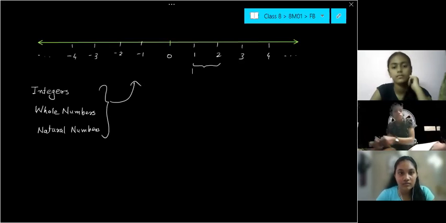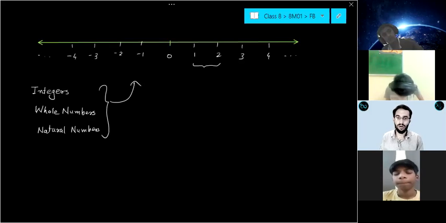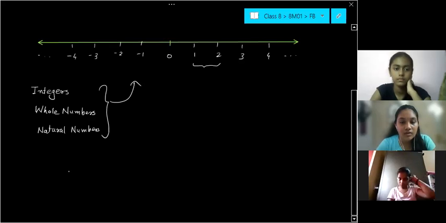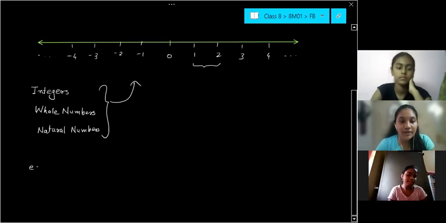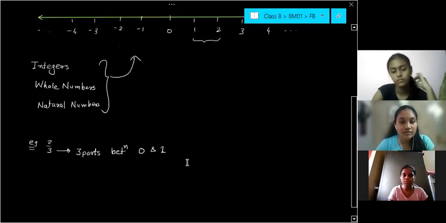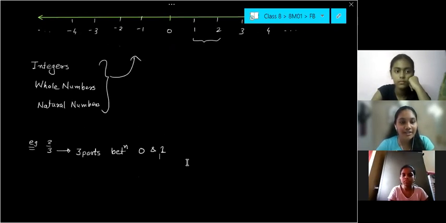Now, Rupa, do you know how we can represent any rational number on number line? Yes, sir. Okay, can you tell me? Sir, for example, we are representing 2 by 3 on a number line. The denominator is 3, so we have to make 3 parts between 0 and 1, sir. And how did you decide that you have to make 3 parts between 0 and 1 only, not between 1 and 2, not between 2 and 3? Sir, because it's starting, right? We'll start from 0 to 1.